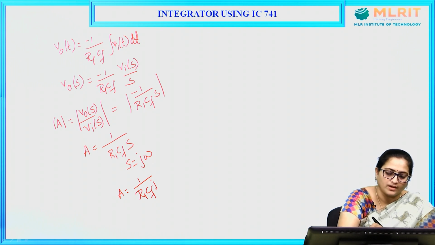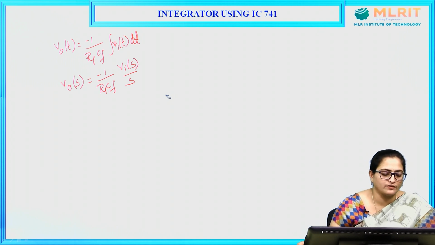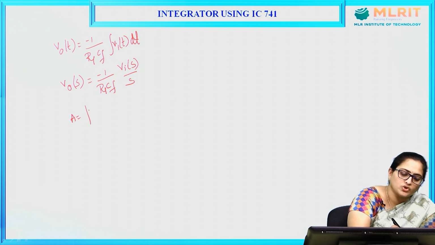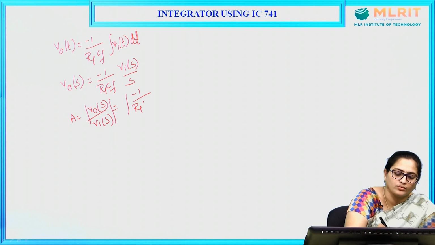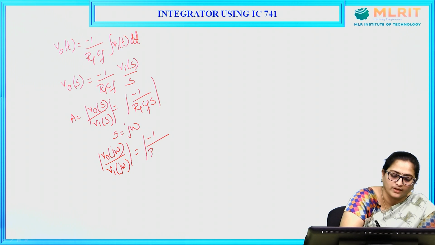See here, in the magnitude itself you need to keep s equals j omega. By applying a Laplace transformation, this equation can be given as V naught of S equals minus 1 by R1 CF into Vi of S by S. The gain can be given as the magnitude of V naught of S divided by Vi of S, which is the magnitude of minus 1 by R1 CF into S. Let us substitute S equals j omega, so that you can write the magnitude of V naught of j omega divided by Vi of j omega, which equals the magnitude of minus 1 by R1 CF into j omega.